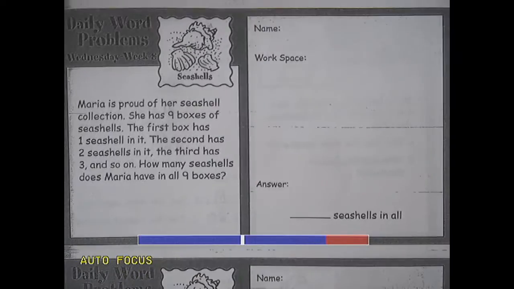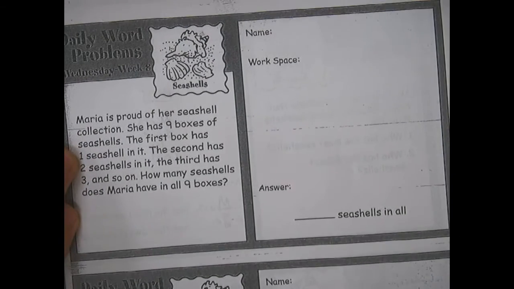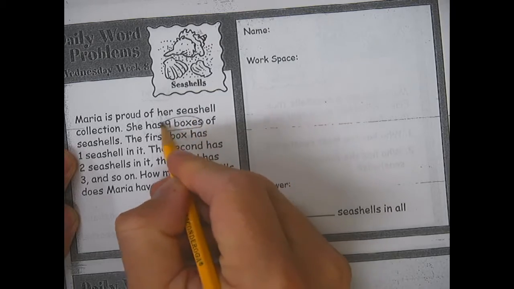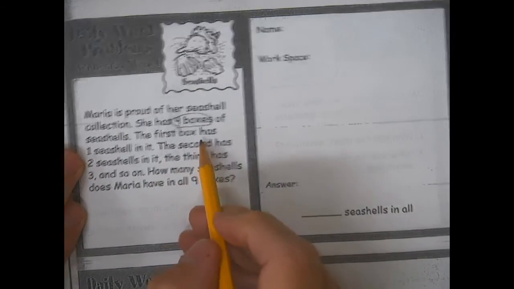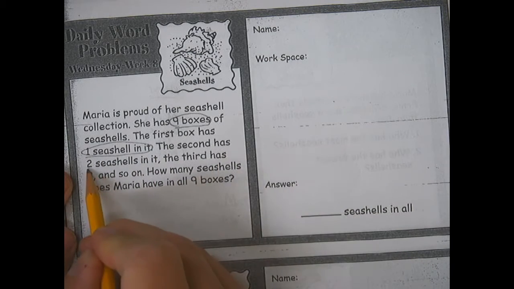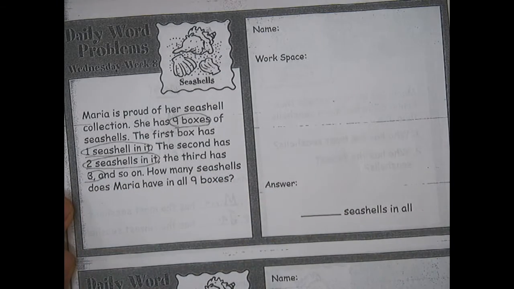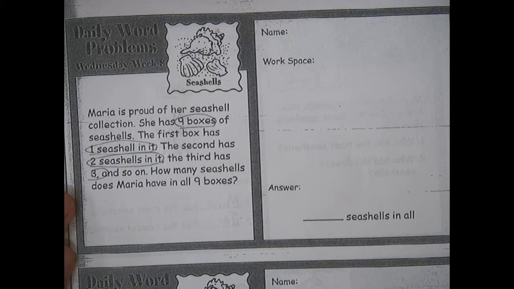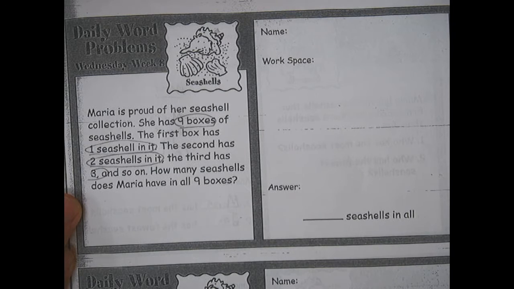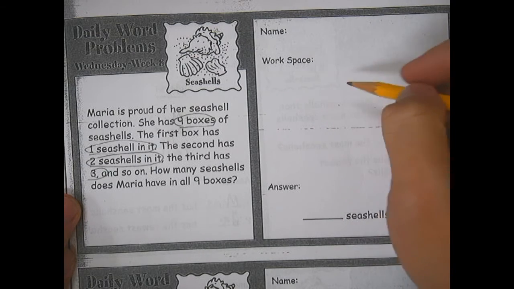our seashells. Maria is proud of her seashell collection. She has 9 boxes of seashells. The first box has 1 shell in it. The second box has 2 shells in it. The third box has 3, and so on. How many seashells does Maria have in all 9 boxes? Well, this is a pattern. Okay, so the first box has 1, the second box has 2, so on and so forth.